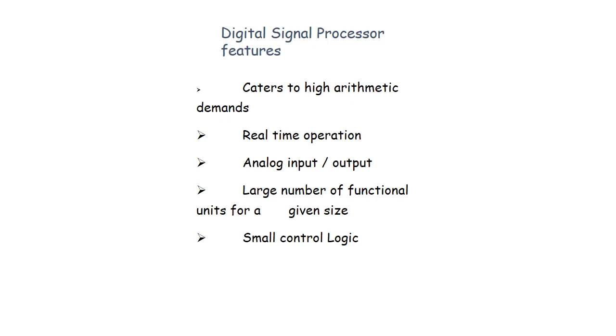Next will be the digital signal processor features. The features are that it should cater to high arithmetic demands. Real-time operation should be used. Next, analog input or output is processed. There is a large number of functional units for a given size, and small control logic.